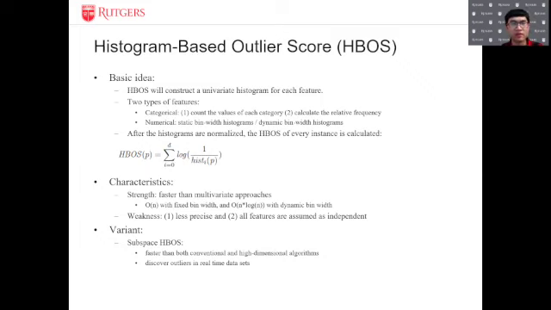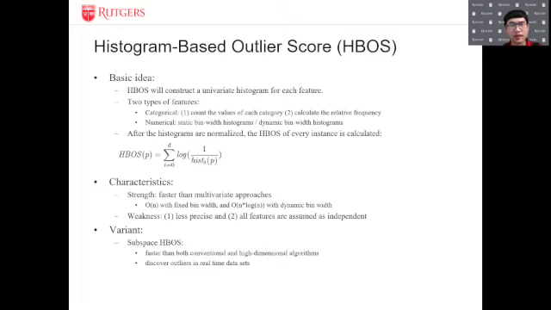The first type is categorical features. We will count the values of each category and then calculate the relative frequency. For numeric features, we can use static bin-width histograms, or we can use dynamic bin-width histograms, depending on how we define the bin width.